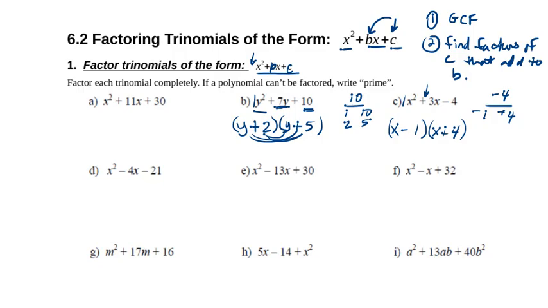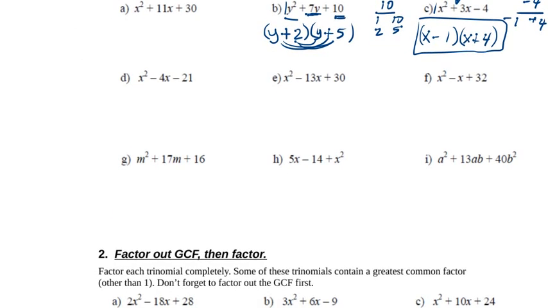It doesn't matter which factor goes first. You could say x plus 4 times x minus 1. That works just fine. So there's my factored form. Again, you could check your answer if you wanted to. All right, so let's move on to the next one.